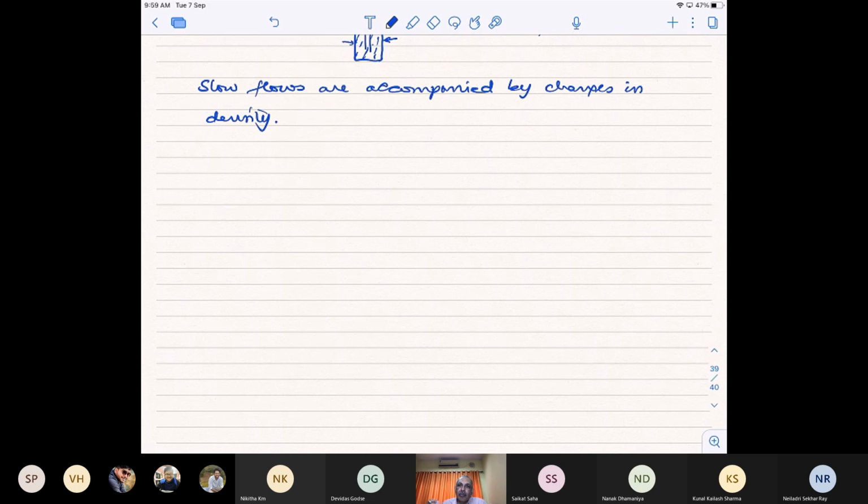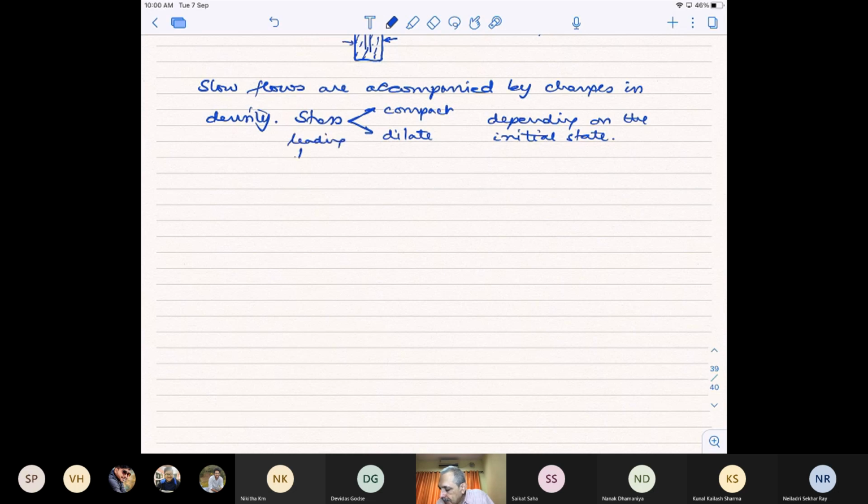And in fact, what actually happens is that if you apply a stress on a granular bed, the stress can lead to either compaction or dilation, depending on the initial state. It's not always that it will dilate, it can sometimes compact. If it is loosely packed and you apply a stress, then it will compact. If it is already very densely packed and then you apply a stress, so this stress, of course, leading to deformation, then if you put enough stress to deform the granular bed, it may compact or dilate.